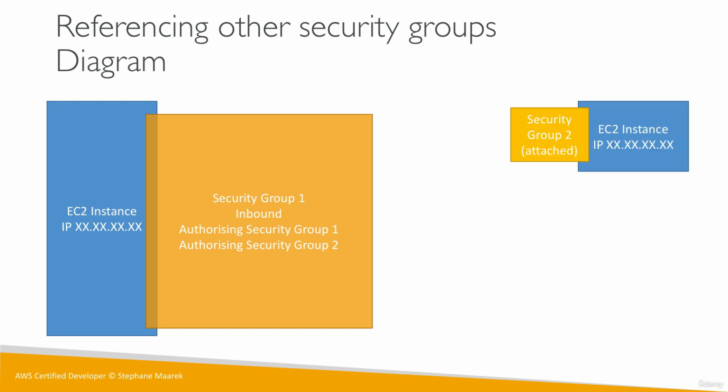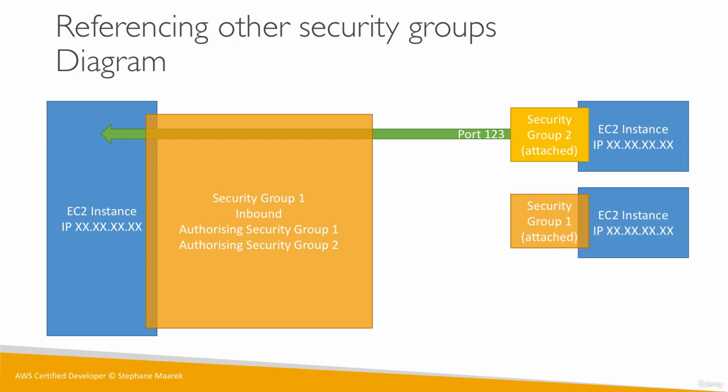So why would we even do this? Well, if we launch another EC2 instance and it has security group 2 attached to it, then by using the security group rule that we just set up, we allow this EC2 instance to connect straight through on the port we decided onto our first EC2 instance. Similarly, if we have another EC2 instance with security group 1 attached, we've also authorized this one to communicate straight back to our instances.